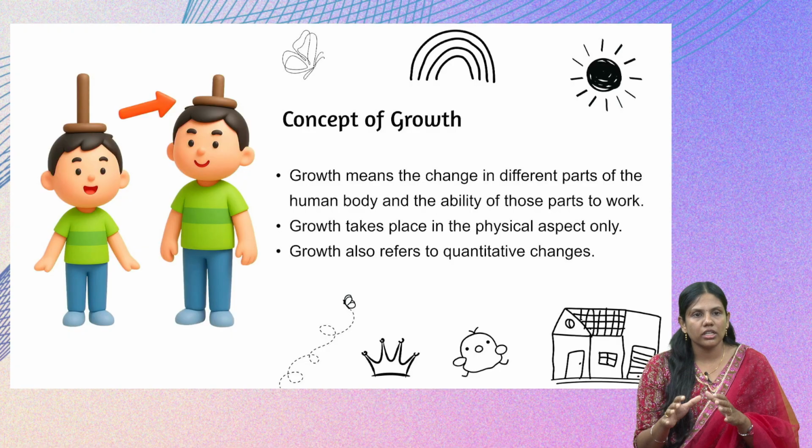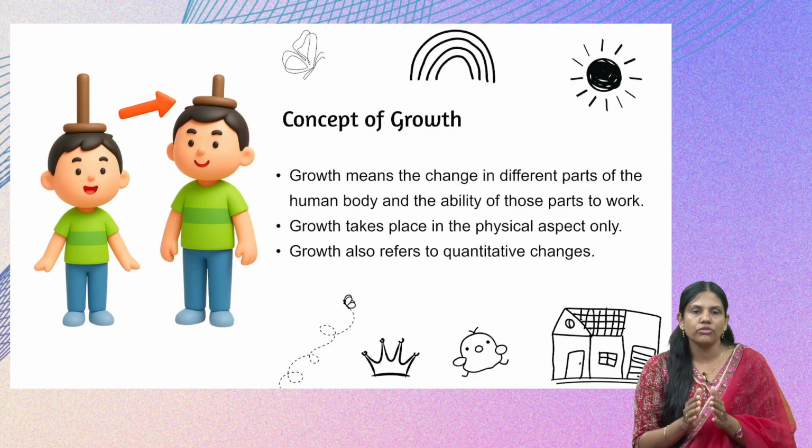And growth mostly refers to the quantitative changes. That means they are measurable. So if we are seeing the child's height, we can say the child was like 2 feet, then the child has grown to 3 feet, then by the time he or she has reached adolescence, the child has grown to 5 feet. So this is a quantitative change and this is growth. In the same way, the weight of the child also can be measured. So all these quantitative aspects come under the concept of growth.